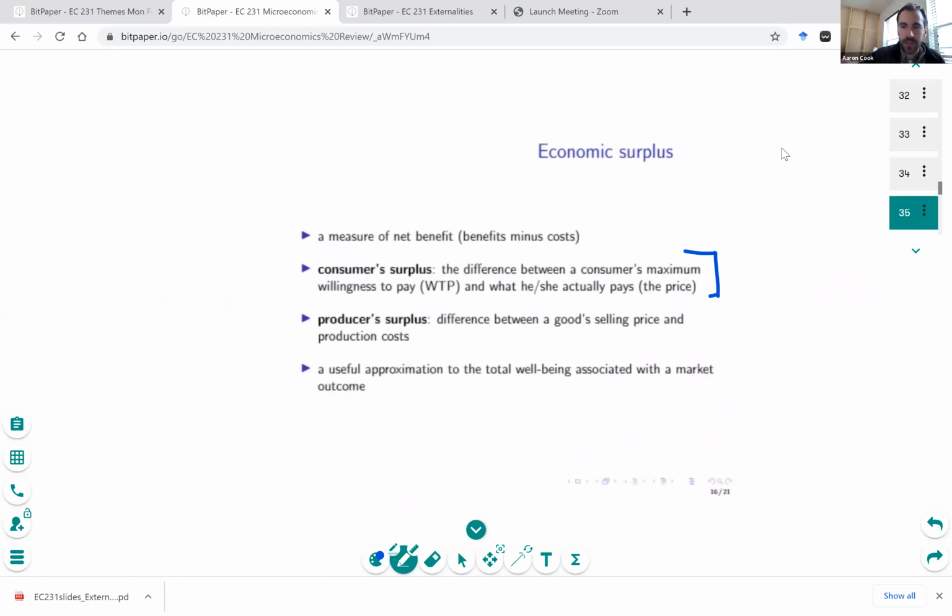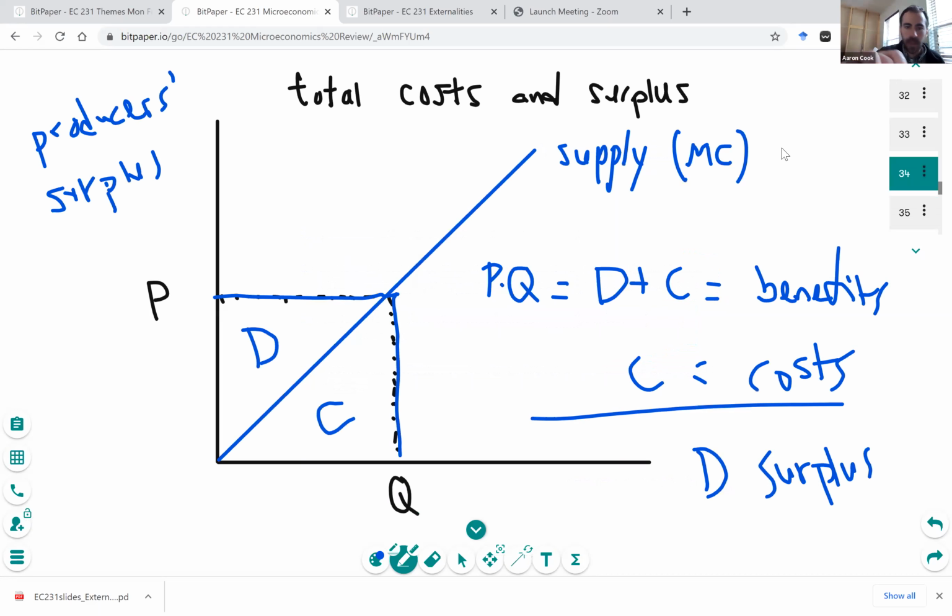Similarly, for producers, there's a difference between the selling price and what it cost them to produce that. So the selling price was P. They were able to obtain price P for every unit, but it only cost them this amount given by the supply curve. It was a different amount for each unit, but each of those units was cheaper to produce than the price that they could get. And so they're able to capture some surplus, and that was given by area D.